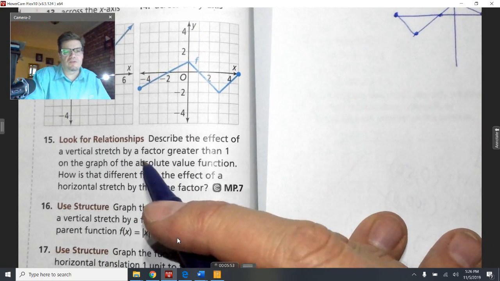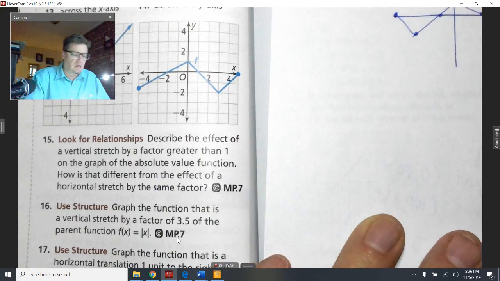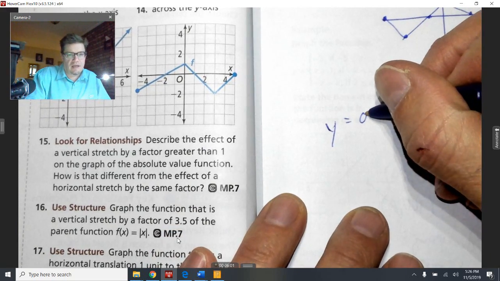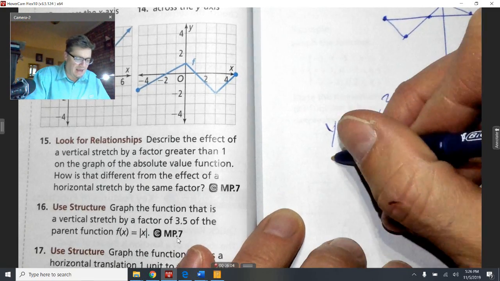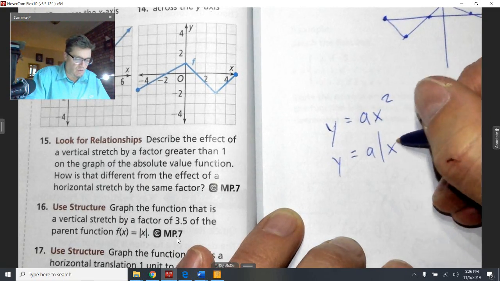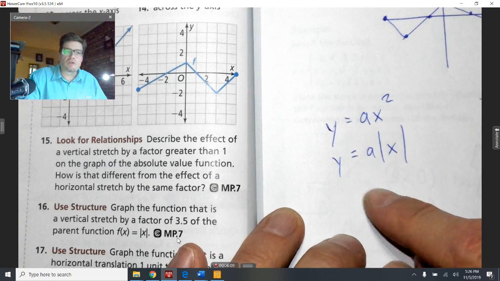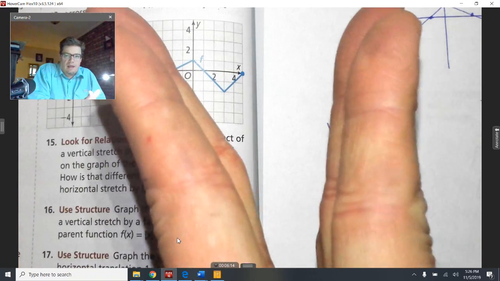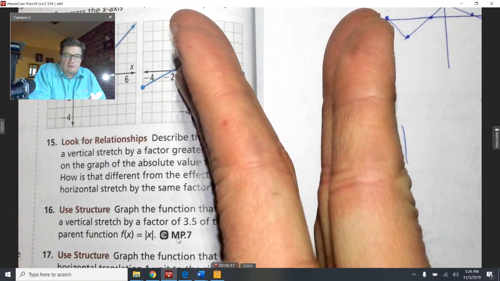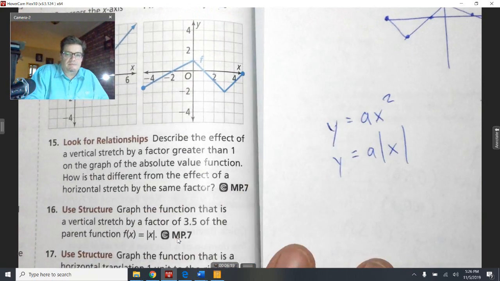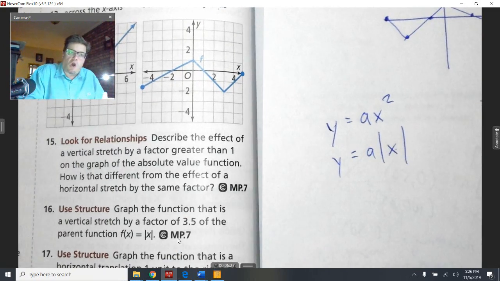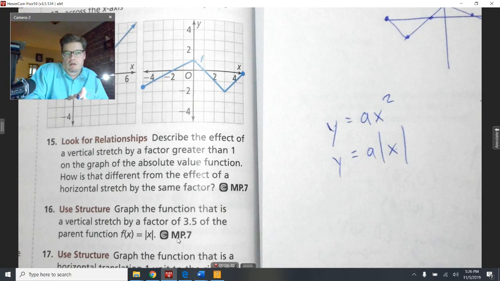describe the effect of a vertical stretch by a factor greater than 1. So it doesn't matter what the function is. If I have a vertical stretch, that means my A value here, no matter what it is, if my A is larger than 1, then it's going to have an effect on the way our graphs actually tighten, okay? Because as soon as you have the parent function with its normal pattern, this multiplier will cause things to get bigger quicker, all right?